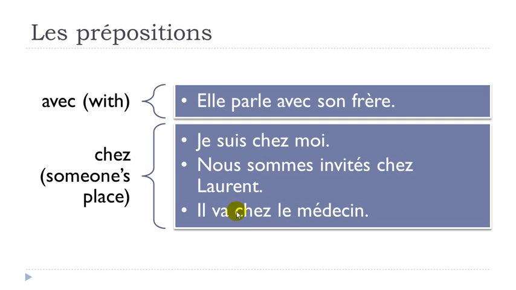Normally we tend to use this chez if we're talking about little shops or offices, and traditionally, or before, the person used to live either above or behind or in this place. So that's the reason why we tend to use this chez, because it is connected to the person more than to the shop itself. So, il va chez le médecin. Il va chez le médecin.